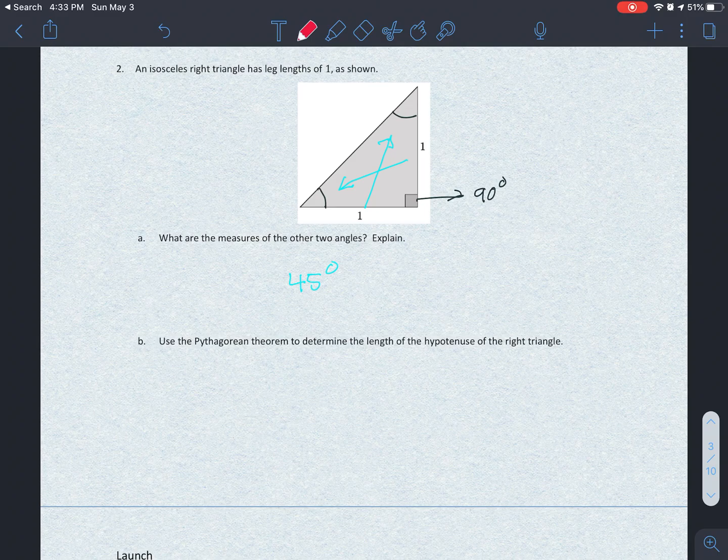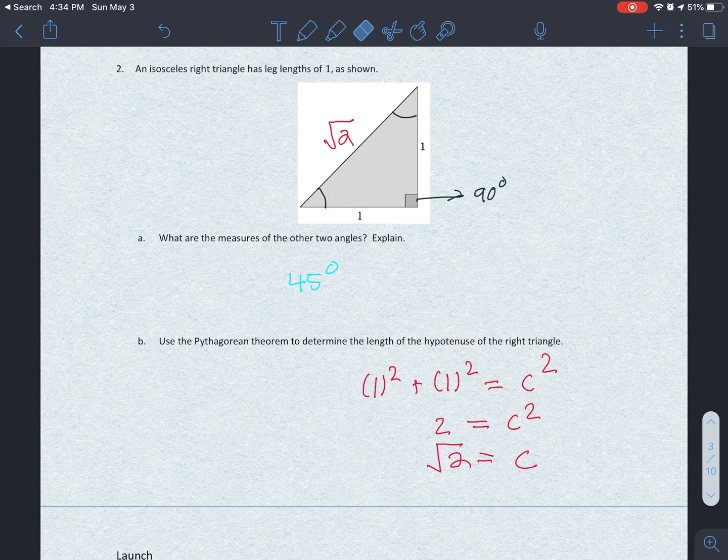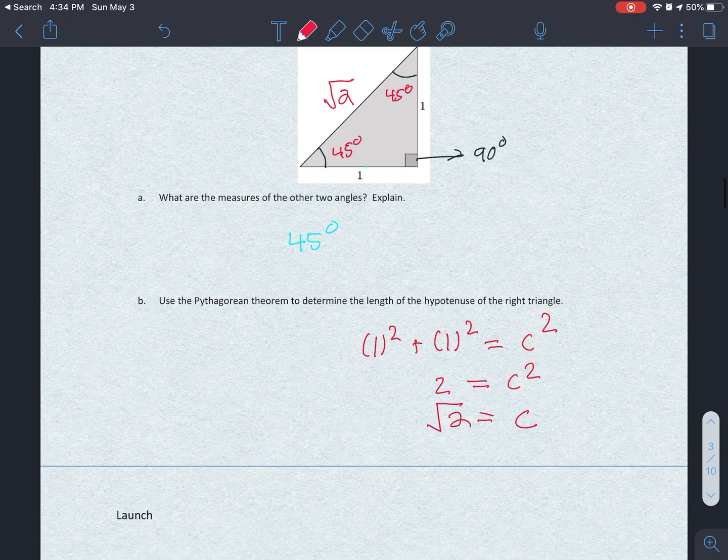And so now the next question is using Pythagorean theorem to find the hypotenuse. So that will be 1 squared plus 1 squared equals c squared. We have 2 equals c squared, and c equals the square root of 2. So this is going to be our standard triangle for our 45, 45, 90 triangle.